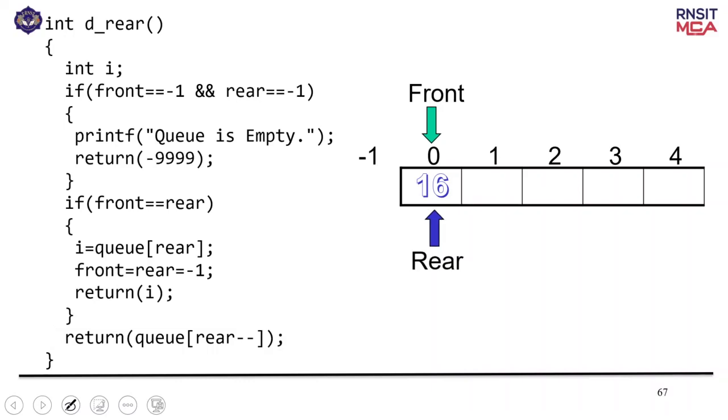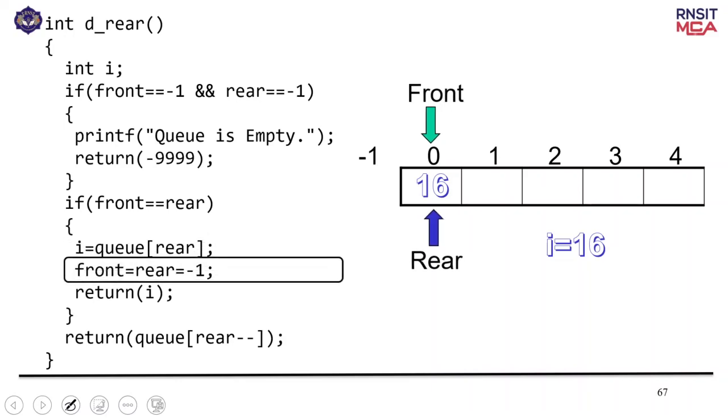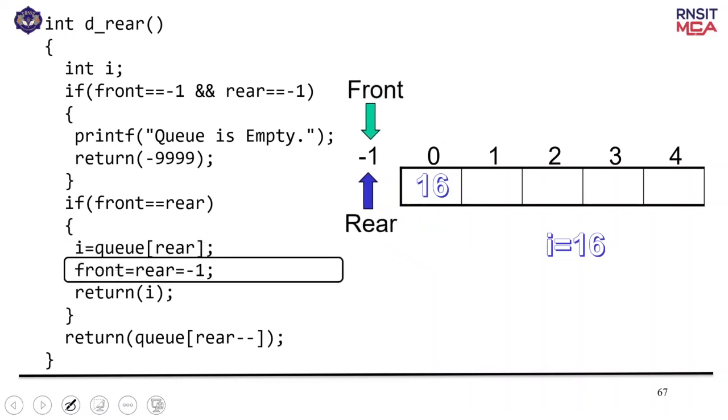Okay, so next, again you call the delete rear function. You check whether front is equal to -1 and rear is equal to -1. No, they are not -1. Now, are front and rear equal? Yes, they are equal. Then what do you do? You store the deleting element in I. The deleting element is 16 and 16 is stored in I. And front and rear are made equal to -1. Later you return the I value.